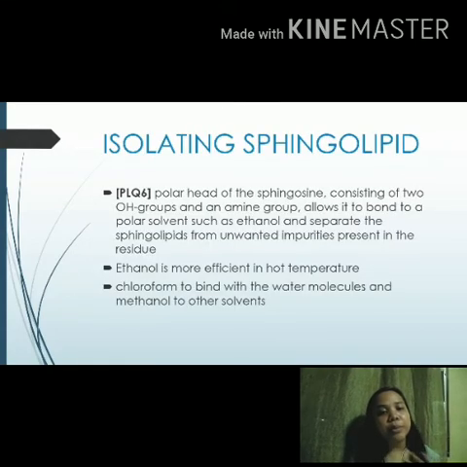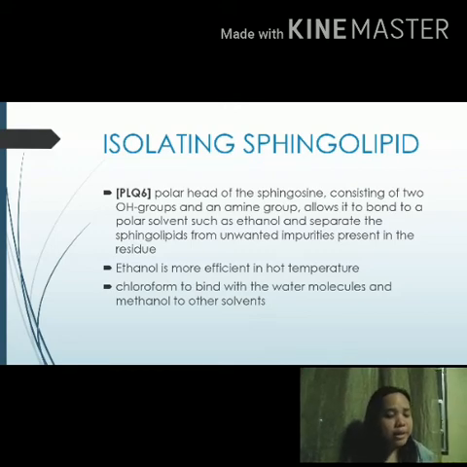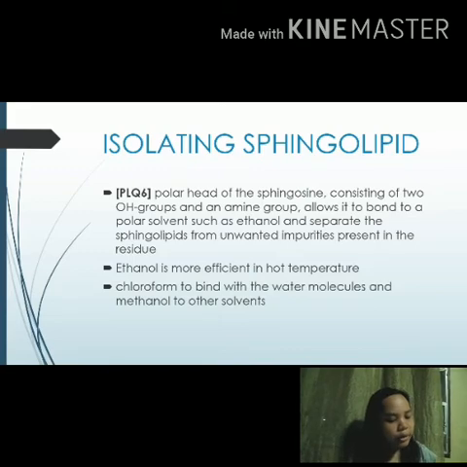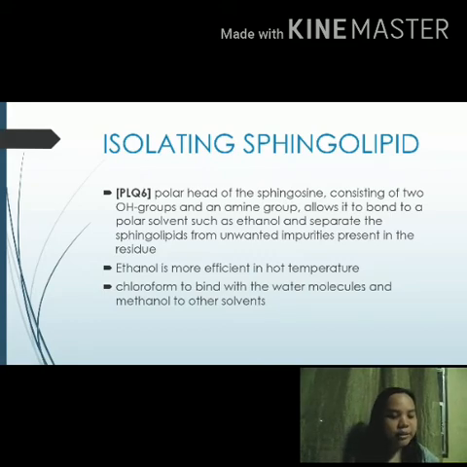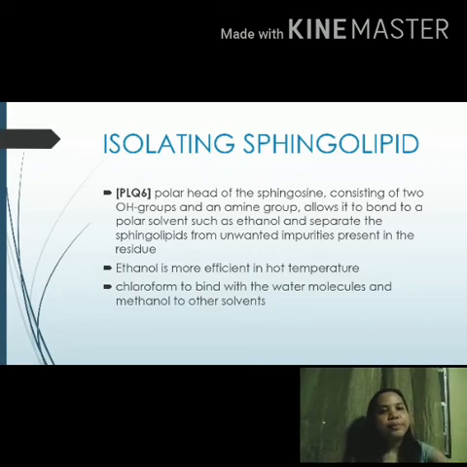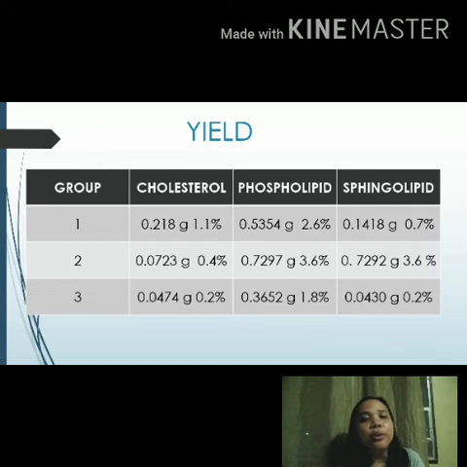With the same principle, this solution was used because it is close to perfect in extracting sphingolipids, as it was mixed, merging the properties of both methanol and chloroform. It was then recrystallized by evaporating the solvent, and then it was weighed. So this was the yield obtained by the different groups.